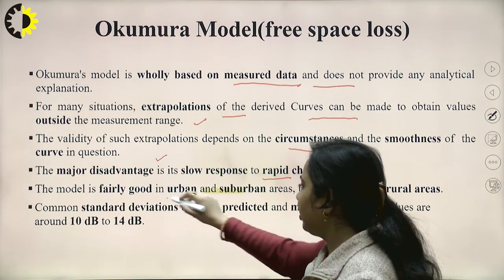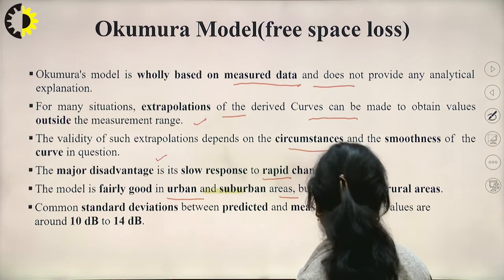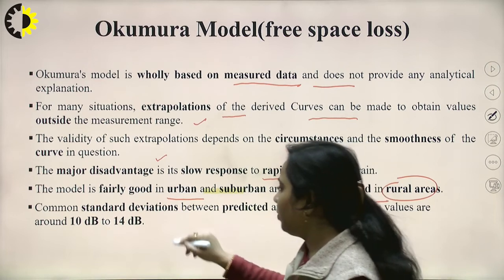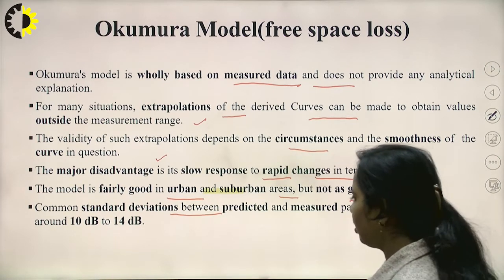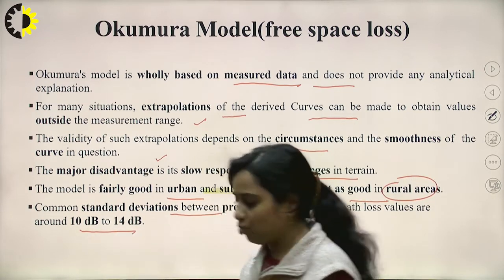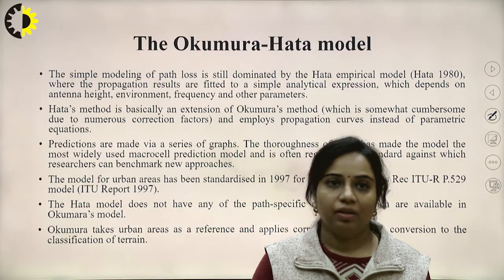The model is fairly good in urban and suburban areas, but not as good in rural areas. So it is good in these two areas. Now, common standard deviations between predicted and measured path loss values are, so these are the standard deviation values, which will vary from 10 dB to 14 dB.